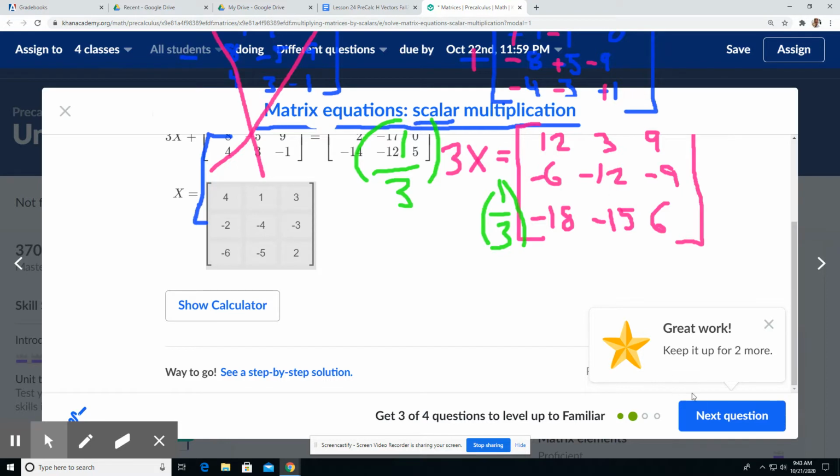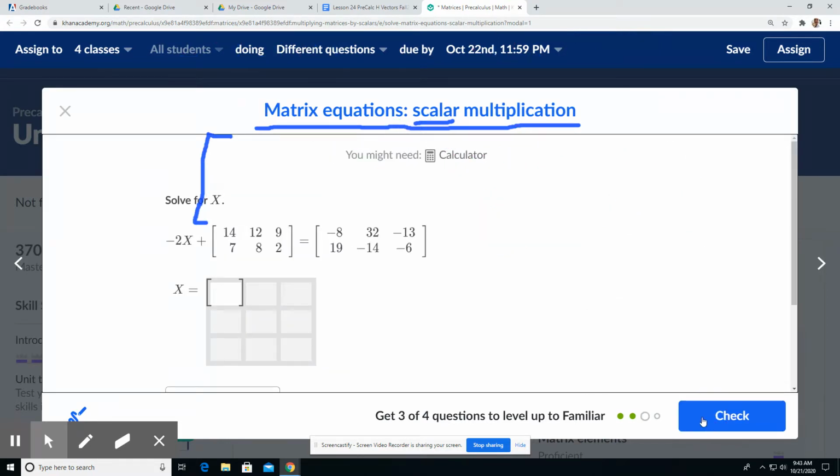See if the next one's any different. And so I'd subtract this one from both sides and divide everything by -2, or multiply by -1/2 in that case. So yeah, this looks exactly the same.